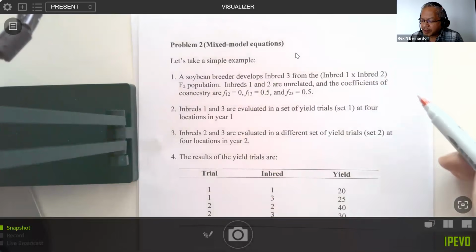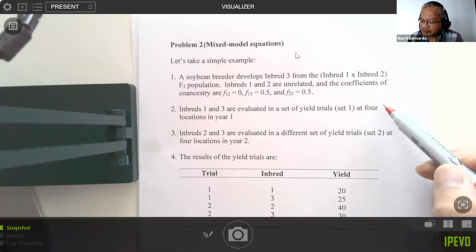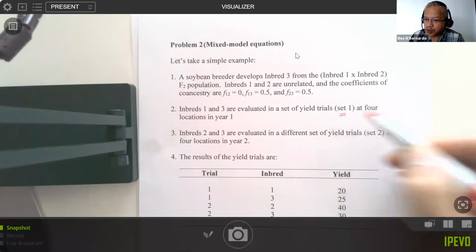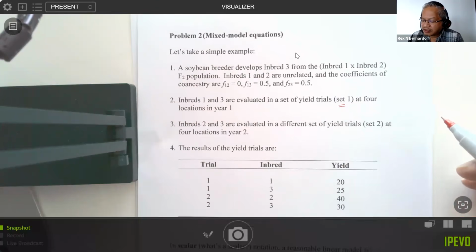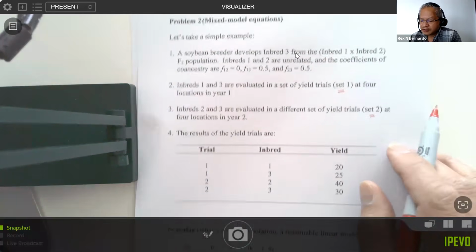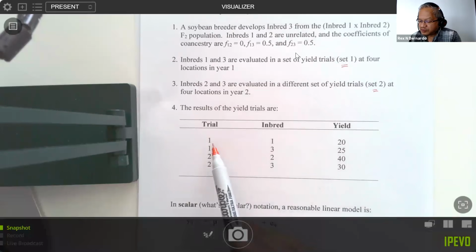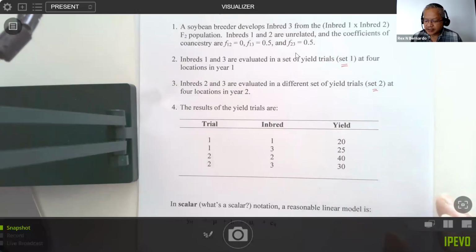We're assuming that inbreds 1 and 3 are evaluated in a set of yield trials, 4 locations in year 1, and we're calling that set number 1. And inbreds 2 and 3 are evaluated in a different set of yield trials, say set 2, at 4 locations in year 2. So you have 4 locations in each case. They're different years. We're just using the same number of locations to make things simple. They don't have to be the same number of locations. And the results of the yield trials were as follows. You have trial 1, 2, 3, 4, the inbred line, and then the yield of that soybean line.